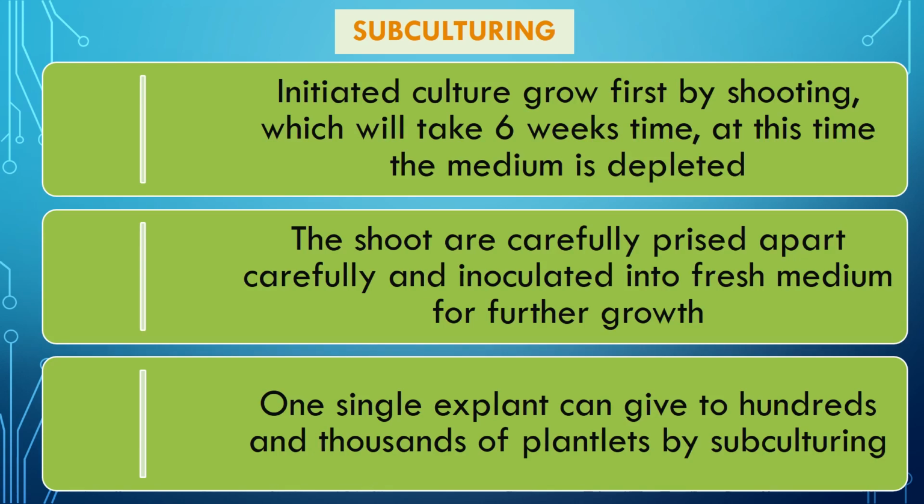Usually from a single explant, multiple shoots develop. They can be pried apart now and carefully inoculated into fresh media for further growth. This process is called subculturing. One single explant can give rise to hundreds and thousands of plants by the subculturing process. Similarly, the callus tissue also needs to be subcultured for further maintenance.